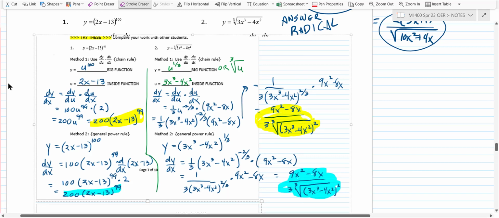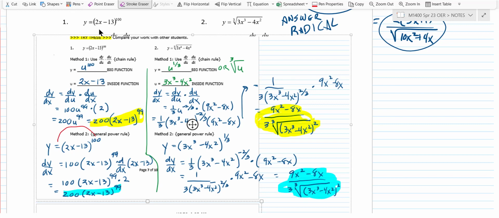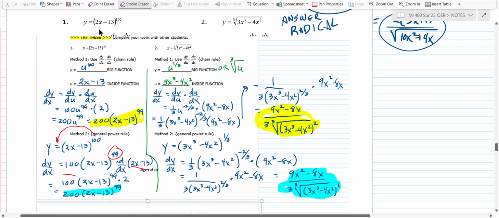So does anybody have a question about number one and how that goes? In practice, most of the time you're just going to do these problems in your head: bring the 100 down, subtract 1 from the exponent, do the derivative of what's inside. A lot of you didn't multiply 100 times 2. Is it wrong to not do that? Not really, but it's preferred that you do basic simplifications when they pop up. So you would end up with 100 times 2. That's where you get the 200. Okay, so that's the idea there.